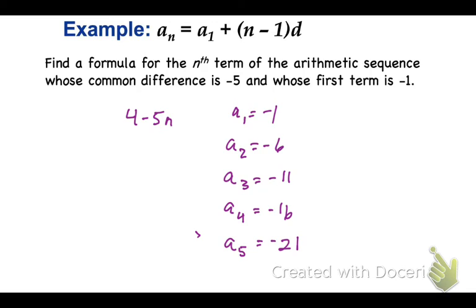They'll ask you to do that and find the next 5 terms. They'll ask you to find the equation and then find something like a sub 26. How would I find a sub 26? I would just plug 26 in, right? So 4 minus 5 times 26 will be 4 minus 130, so negative 126.